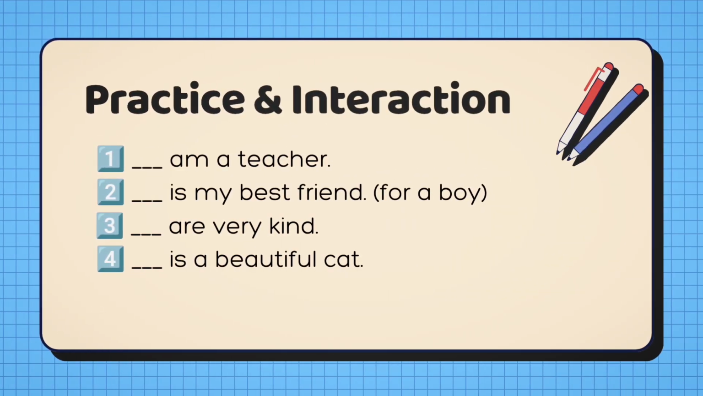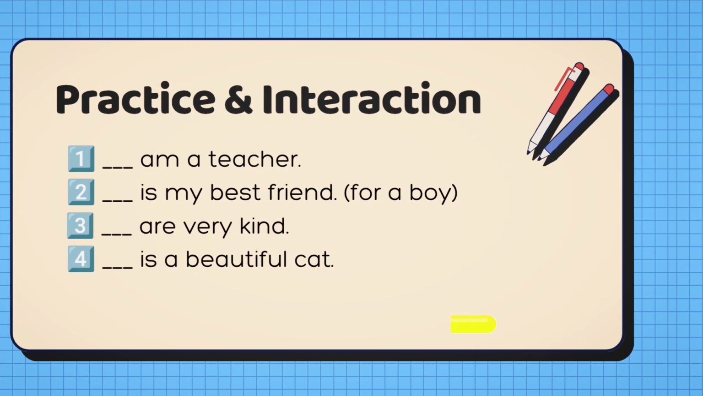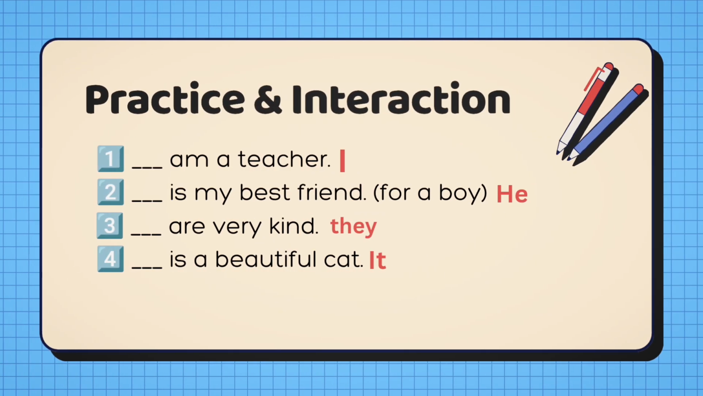Practice and interaction. Now it's your turn. I will give you some sentences, and you need to fill in the blanks with the correct word. 1. ___ am a teacher. I. 2. ___ is my best friend. He. 3. ___ are very kind. They. 4. ___ is a beautiful cat. It. Write your answers in the comments. I will read and reply to them.